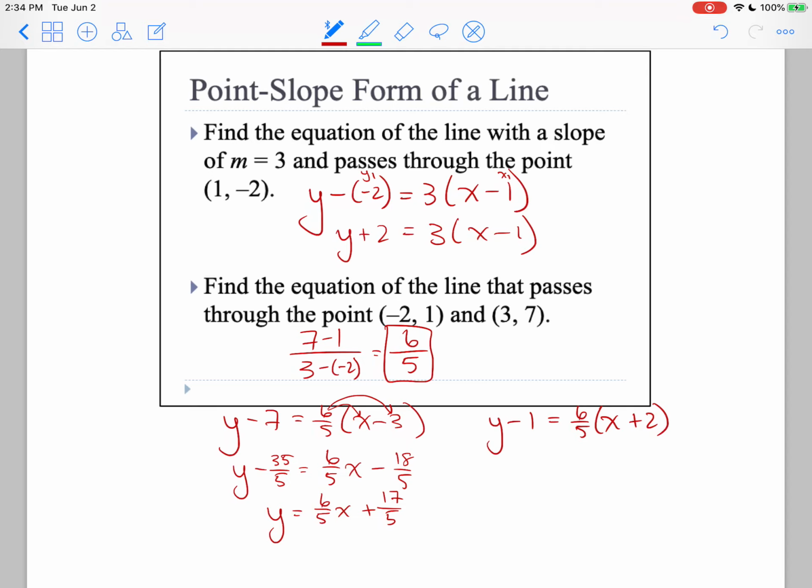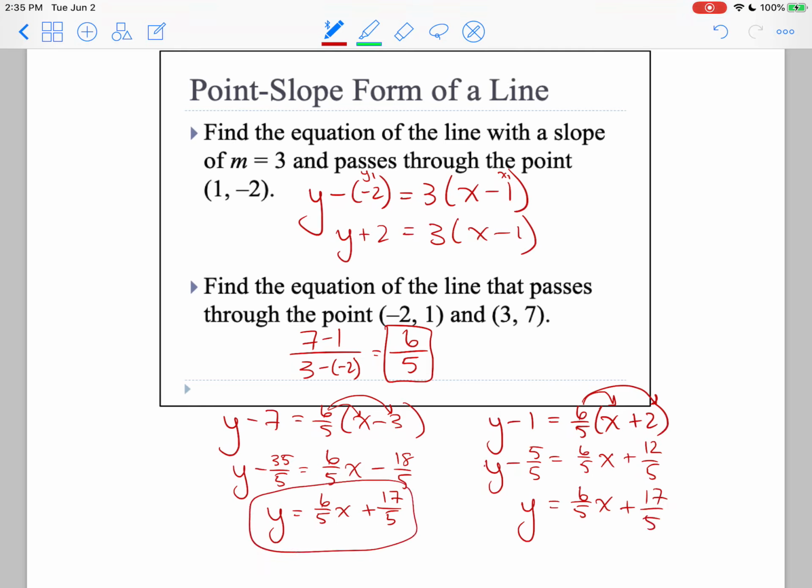So now let's look over at this other example. If I distribute the 6/5, I get 6/5 x plus 12/5. Fifths is hard to say. And so that makes this a 5/5. 1 is 5 over 5. So then y is equal to 6/5 x plus another 5/5 on top of the 12/5 gives me 17/5. So these are the same equation, okay?